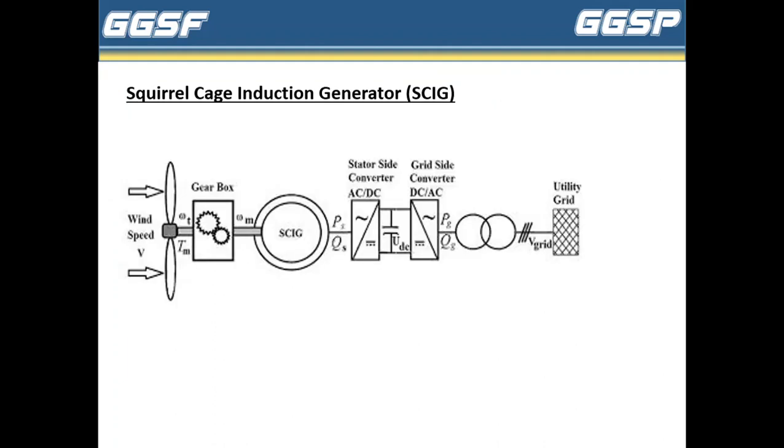This is the schematic diagram of the squirrel cage induction generator. As we can see, it consists of gearbox, squirrel cage generator, stator side converter, that is AC to DC, grid side converter, that is DC to AC, and grid system.